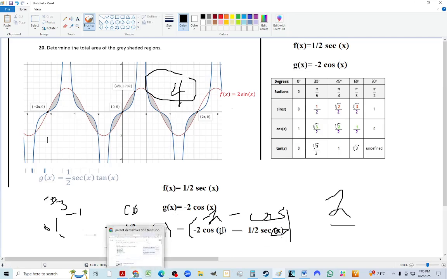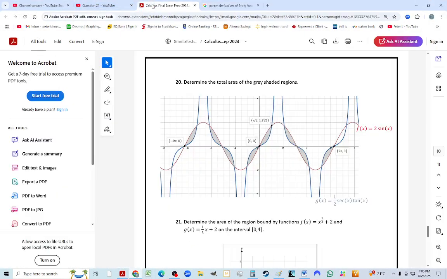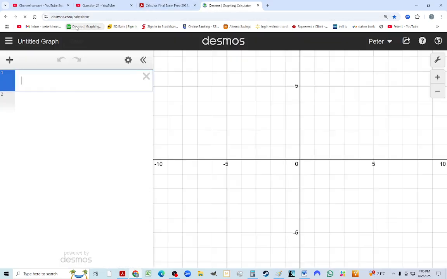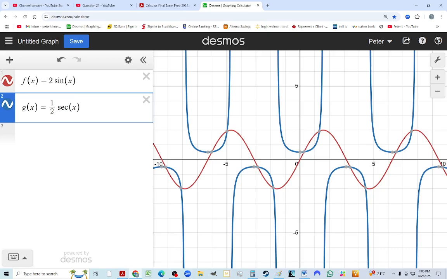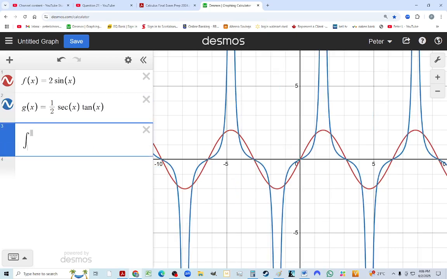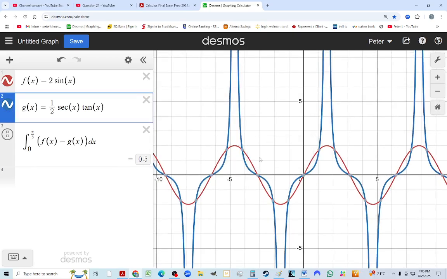You can easily prove this using Desmos. You can do it both ways. We can make the graph of the original functions. G of x is equal to the half secant x tan x. And you can ask Desmos to solve it from the top function to the bottom function. And you have to put a dx there. And it tells me the answer, 0.5. And that's just for this region right here, that area right there, 0.5.